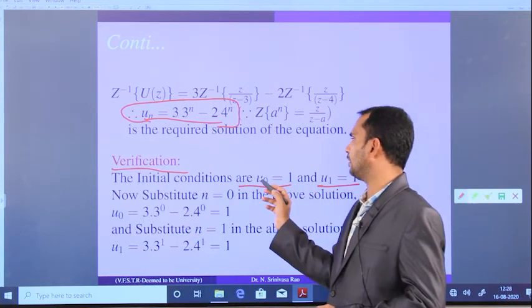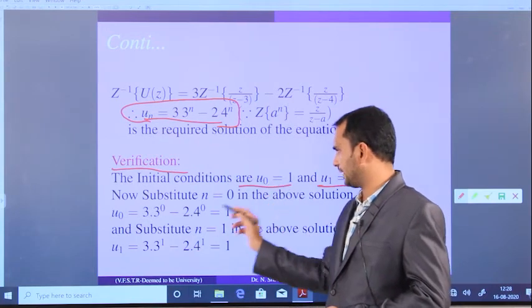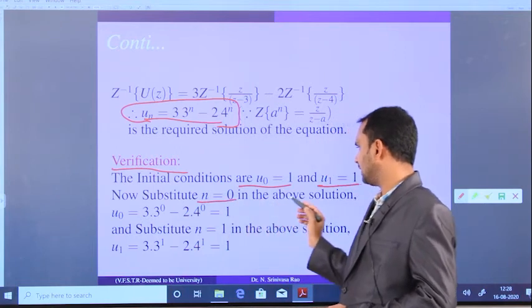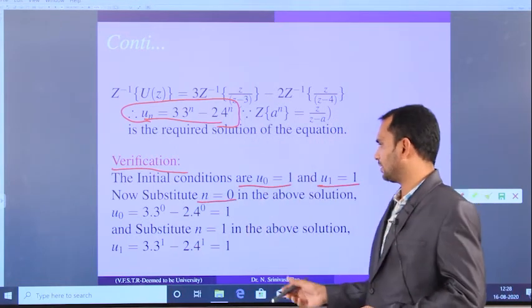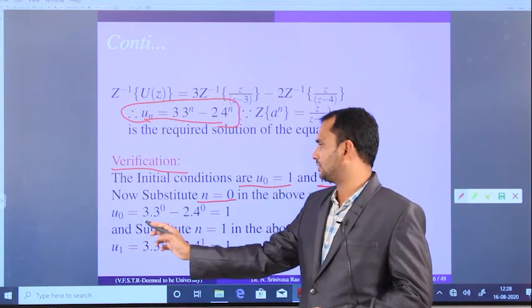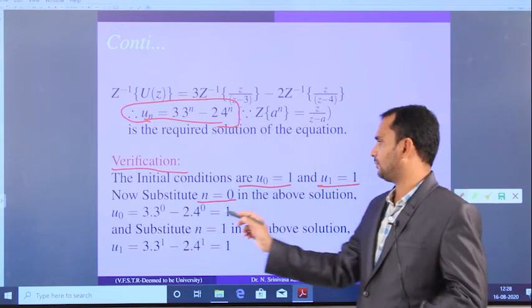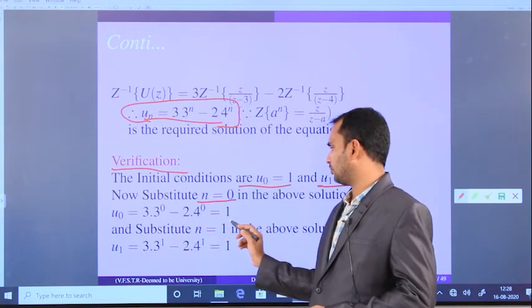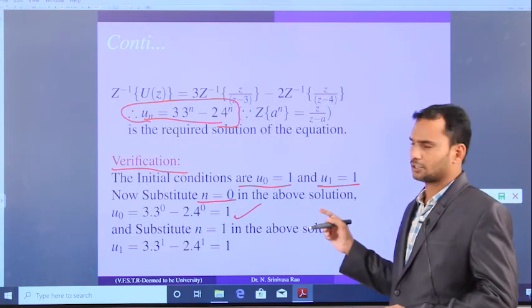For finding u0, this is un. If you want to find u0, what you have to do is substitute n equal to 0 in the above solution. If you substitute n equal to 0, u0 equals 3 into 3 power 0 minus 2 into 4 power 0. Therefore it is 3 minus 2, which is 1. So this is correct, u0 equals 1.